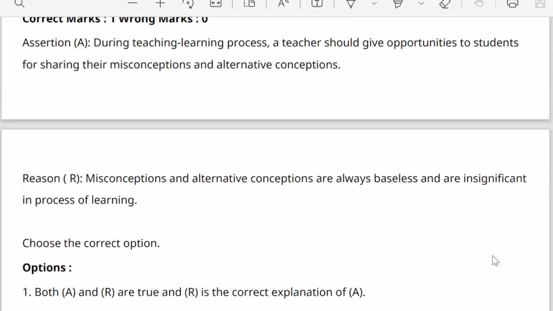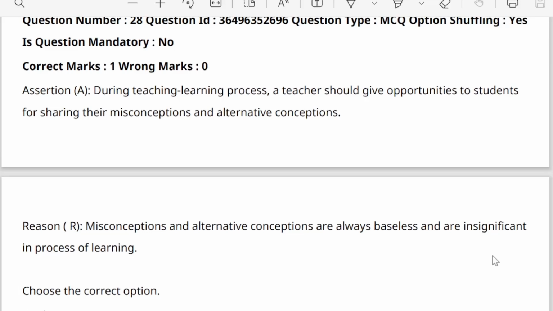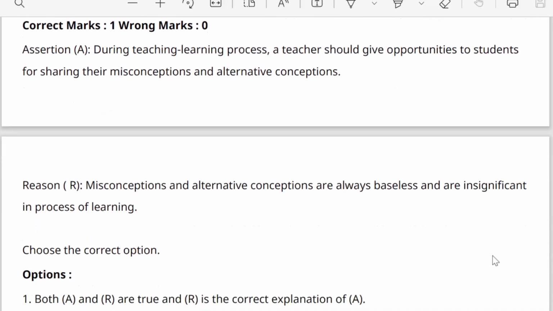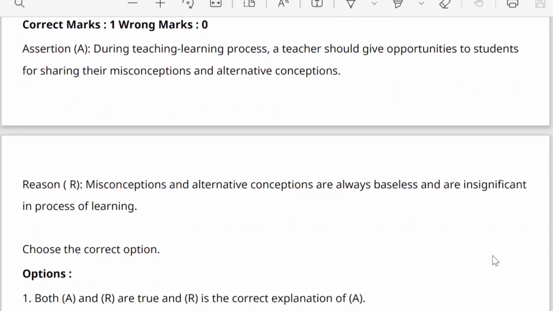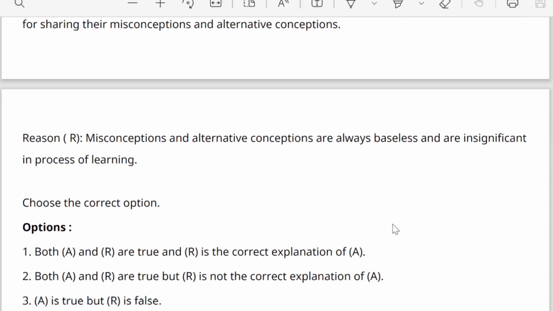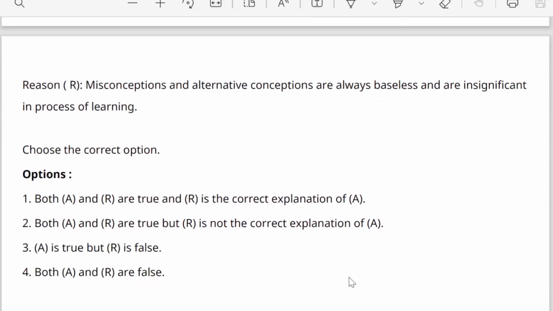So let's look at the assertion. Should a teacher give opportunities to students for sharing their misconceptions and alternative conceptions? Definitely, they should. So, misconceptions and alternative conceptions are always baseless and insignificant. That is false. So A is true and R is false. So option 3 is the correct answer.